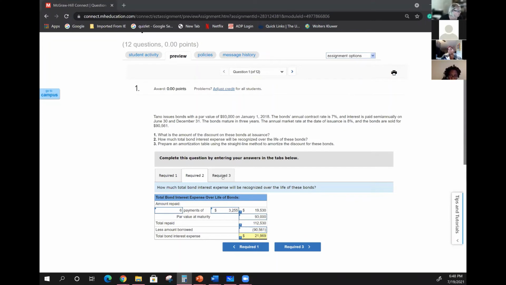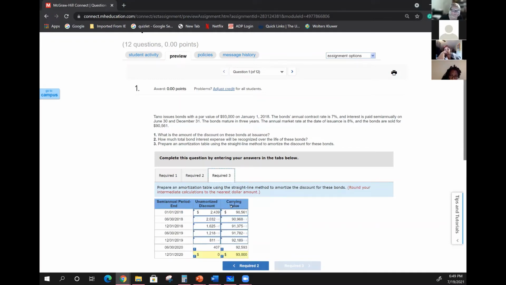Okay. All right. Prepare an amortization table using the straight line method to amortize the discount of the bond. So we're going to go straight line, which just means divide it by the number of payments, and it'll be the same over time. So we're going to take the 2,439, which is what is unamortized. The carrying value is 90,561. Over a period of time, as you continue to expense, that value is going to go up. And at the end, it's going to go to the face value of the bond, which is 93,000.